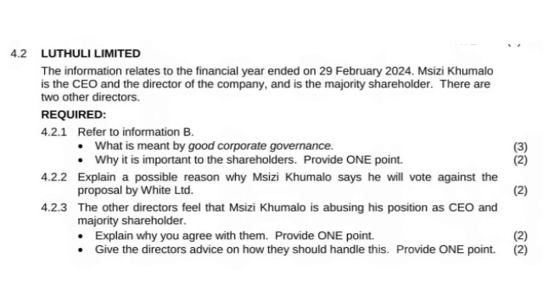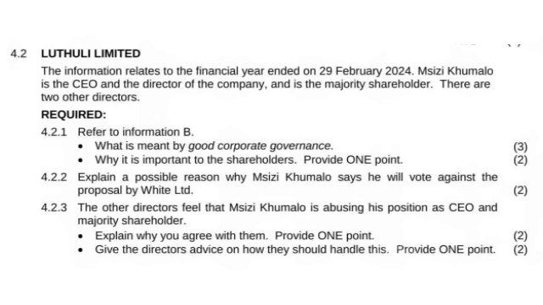And then in 4.2 we have Lutuli Limited. The information relates to the financial year ended 29 February 2024. Msizi Khumalo is the CEO and the director of the company and is the majority shareholder. There are two other directors. We can already see a problem there. When somebody has too much power like that, you know that we are going to find some problems.